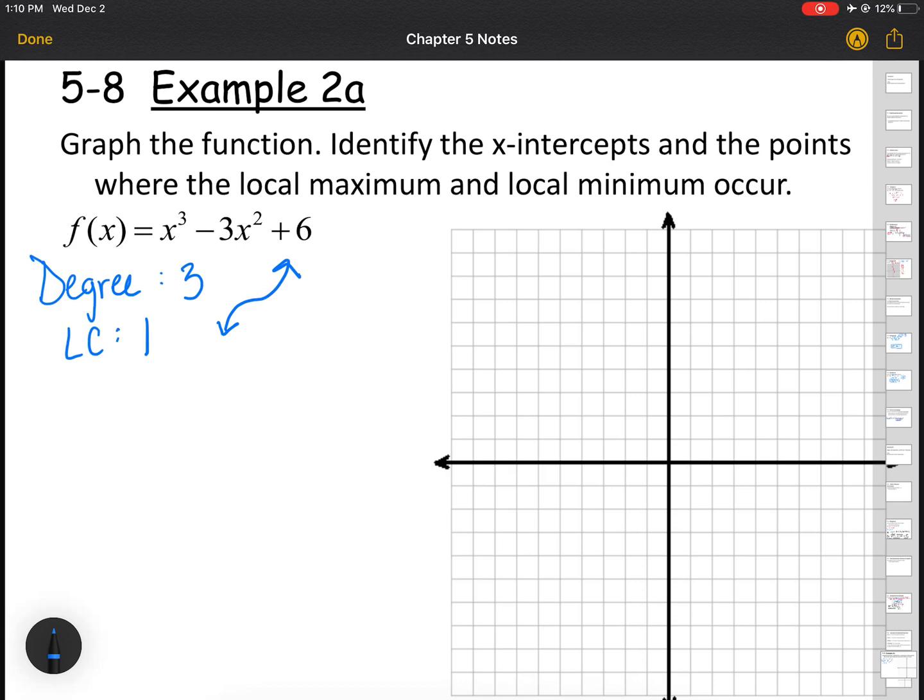Now I want to go to my graphing calculator and plug in x to the third minus 3x squared plus 6 underneath the y equals button. Once we have that, we're going to hit the graph button. And once we have that, we're going to want to find zeros and the local max and local min.